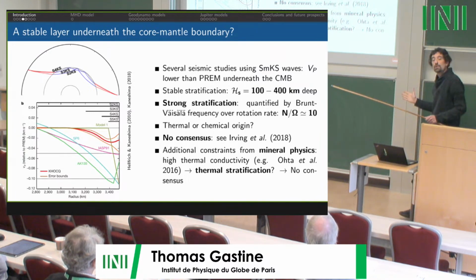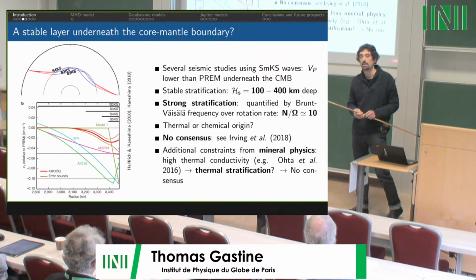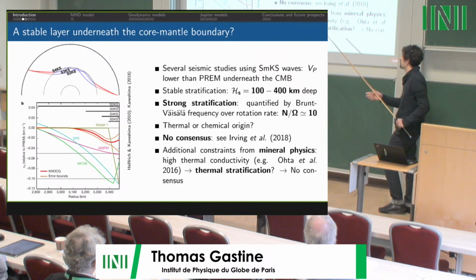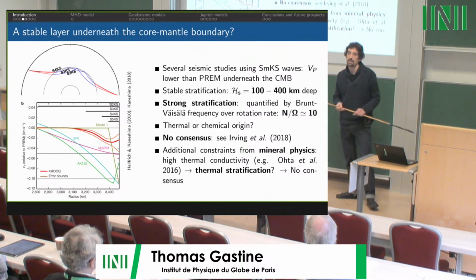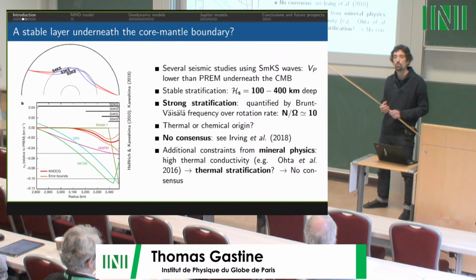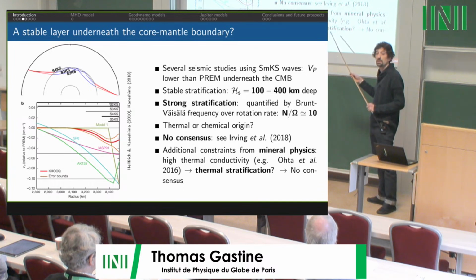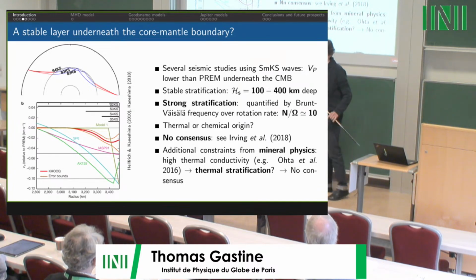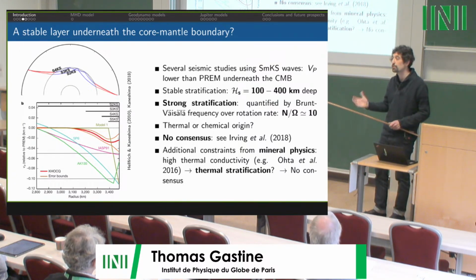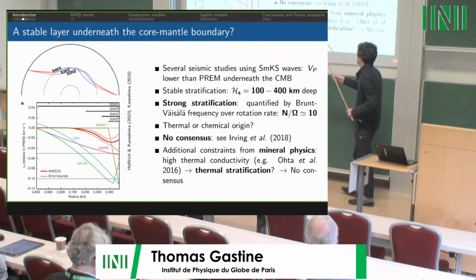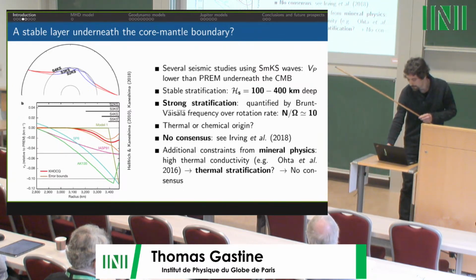There are independent and additional constraints that come from mineral physics, and in particular, ab initio calculations and high pressure experiments suggest that the core thermal conductivity could be in a high range of values. And in that case, the entirely convecting scenario would be quite tight in terms of global energy budget. And so in that case, you would end up with a thermal stratification, very likely atop the core. But again, on this one, there is no consensus, and other groups rather favor the low conductivity scenario. And in that case, the entirely convective scenario would be more likely.